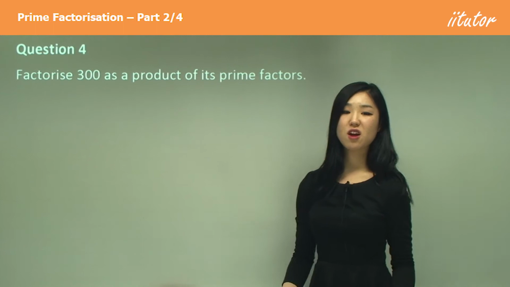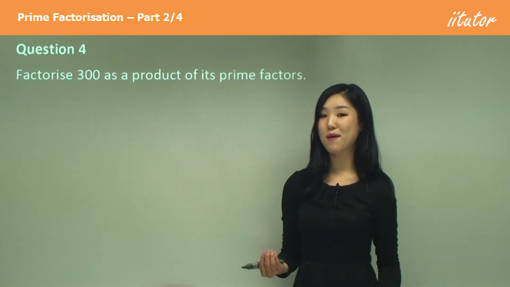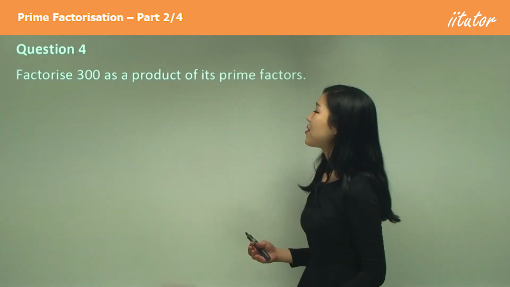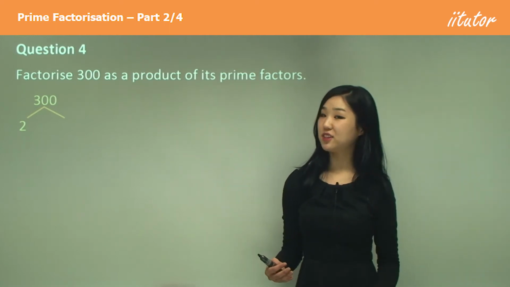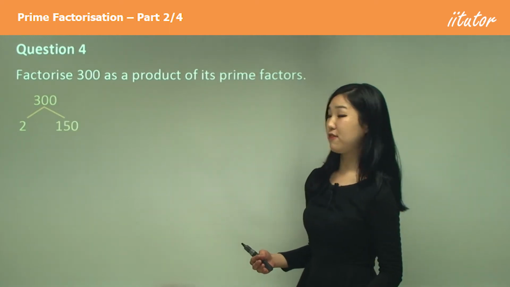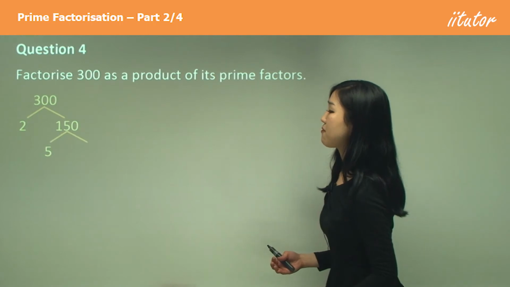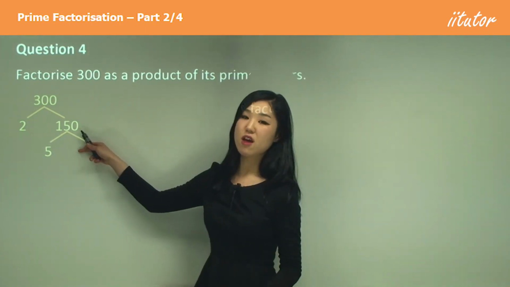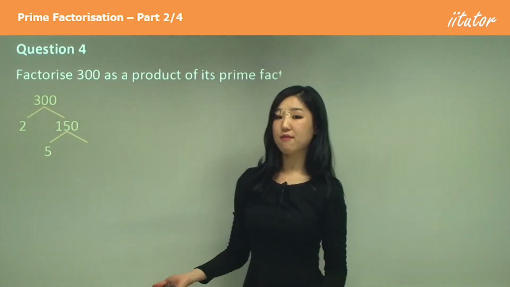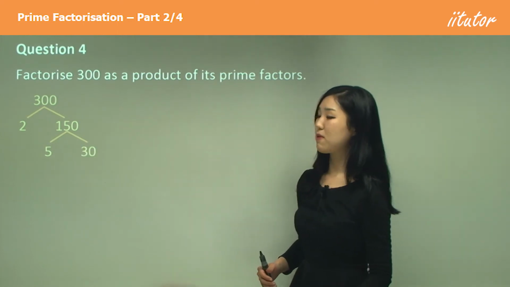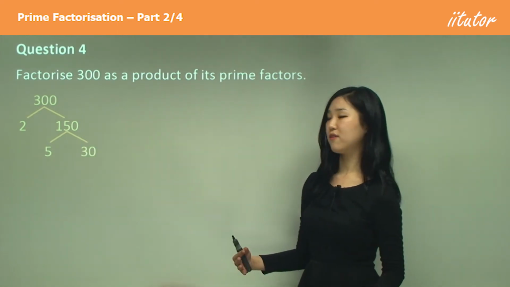So 300, now it's pretty small, so you guys can try by yourself if you like. So 300, I'm going to divide it by 2, so it's going to be 150 of course. I'm going to divide it by 5 because it ends in 0, and I know it divides by 5, because if I divide by 5, it's going to be 30. So it's getting smaller and smaller.